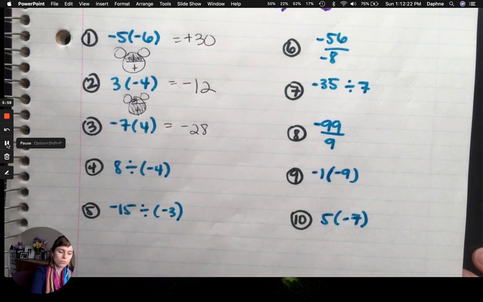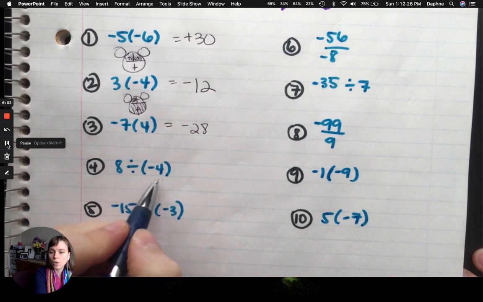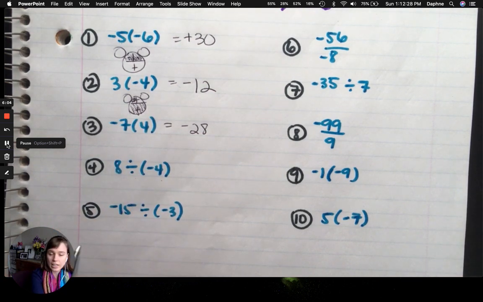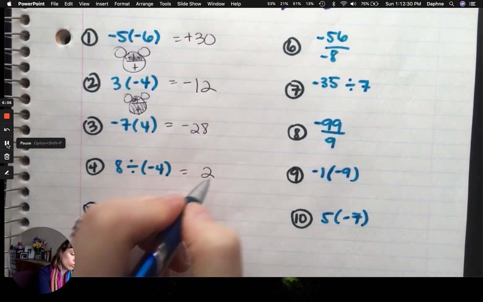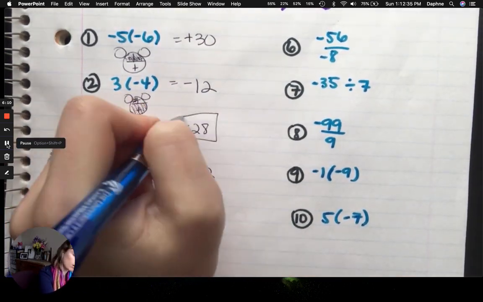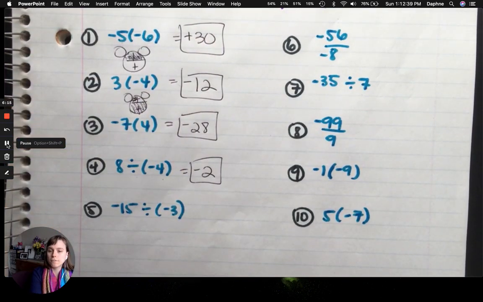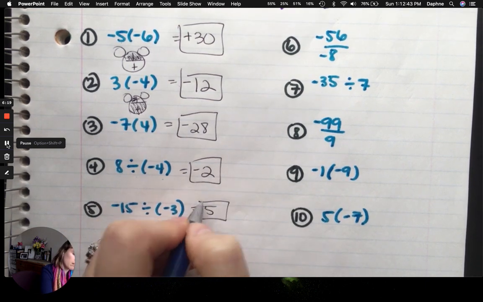Pause here for number 4. 8 divided by negative 4. So forget about the signs. It's just 8 divided by 4, which is 2. Again, the signs are different, so this should be a negative 2. And I'm going to box all these answers. Pause here for 5. Should be a positive 5.